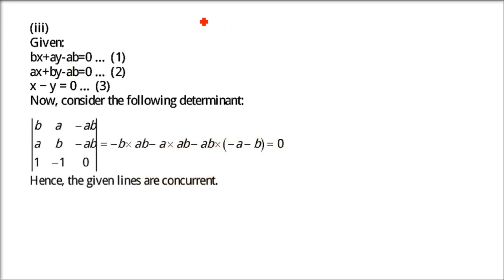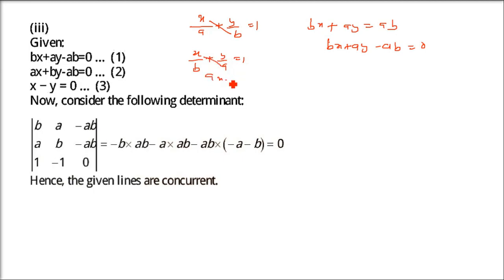The third equation is x by a plus y by b equals 1. So bx plus ay by ab equals 1. So ab goes there: bx plus ay equals ab, so bx plus ay minus ab equals 0. This is our first equation. The second equation is x by b plus y by b equals 1. So ax plus by equals ab, you take it to the left hand side: ax plus by minus ab equals 0.